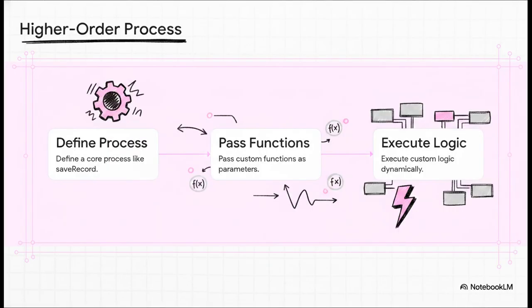Let's walk through how this looks in a modern language like JavaScript. Instead of creating a base record class and then a custom record subclass just to override a save method, you define a core process, like save record. Then you simply pass custom functions, like before save or after save, directly as parameters. The system executes this custom logic dynamically. This empowers developers to deeply customize behavior on the fly, completely bypassing the need for complex, rigid subclasses. It's a real game changer.